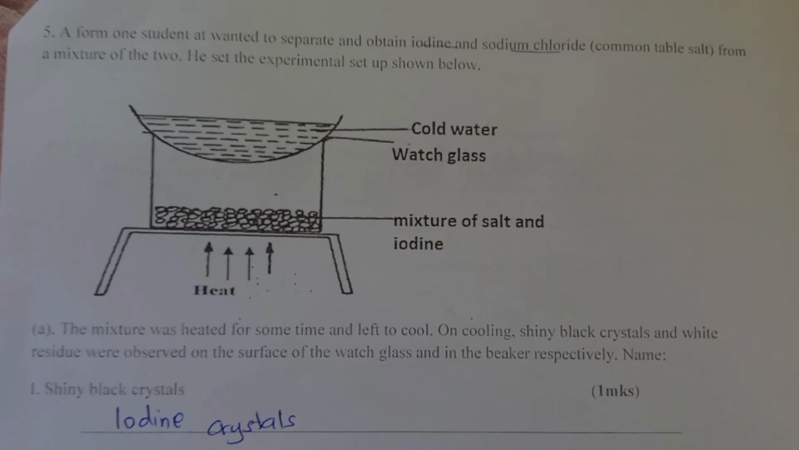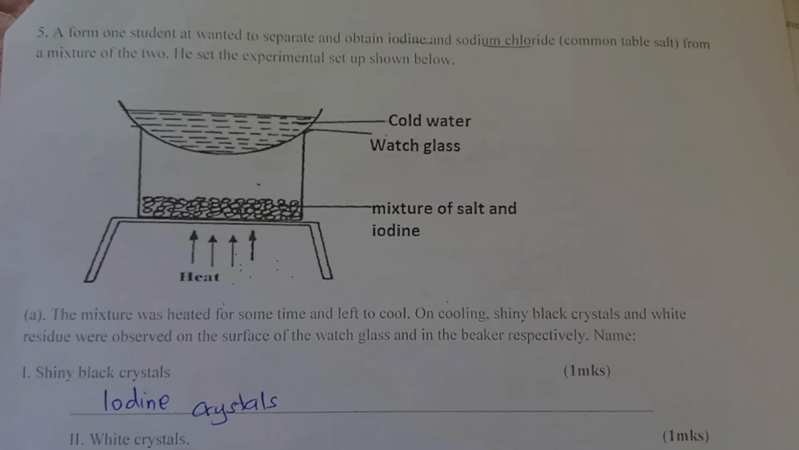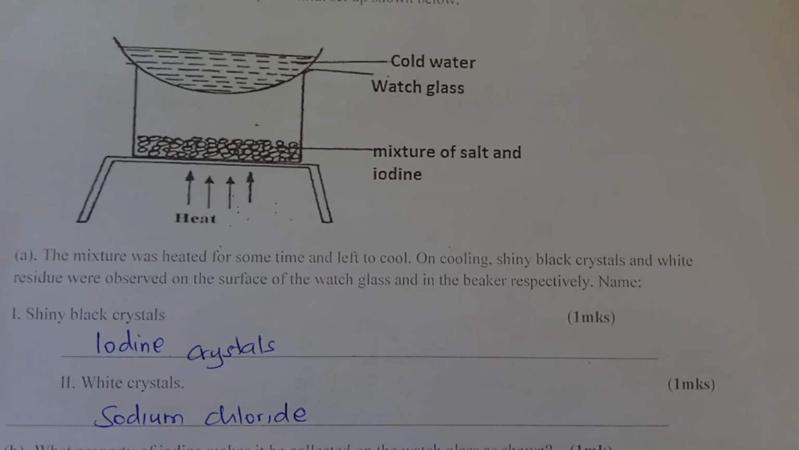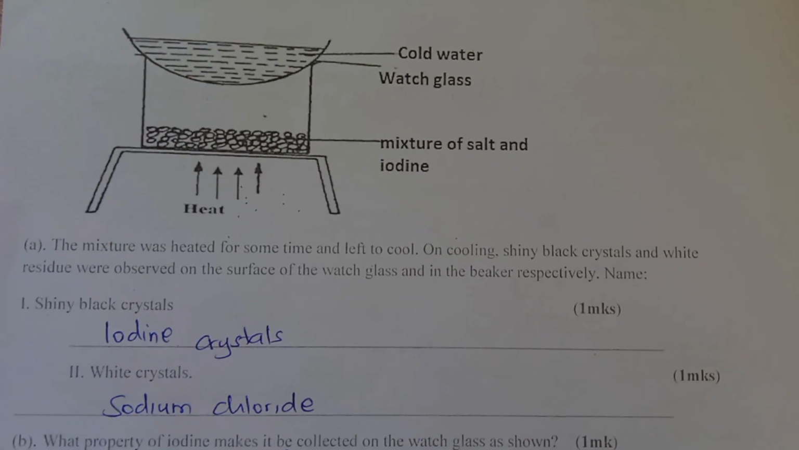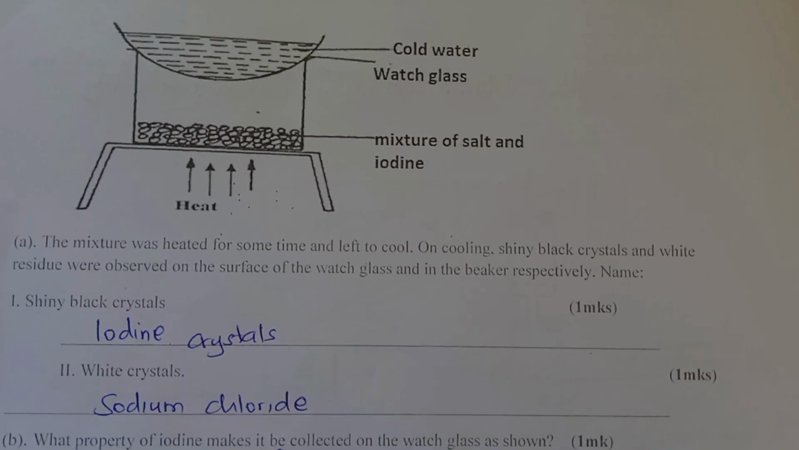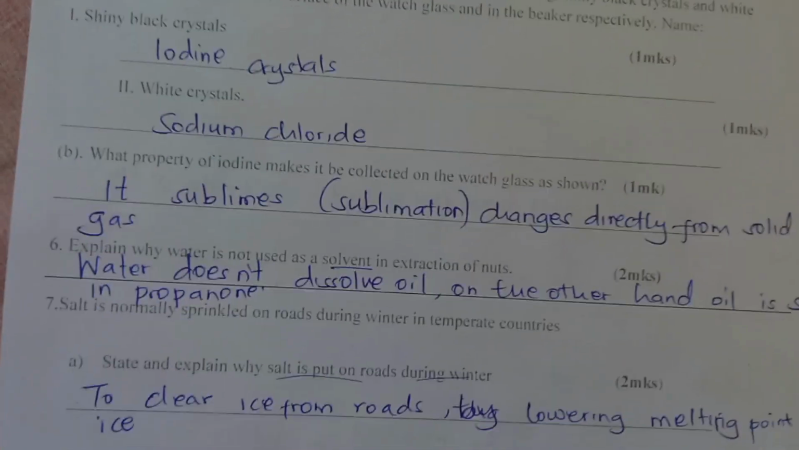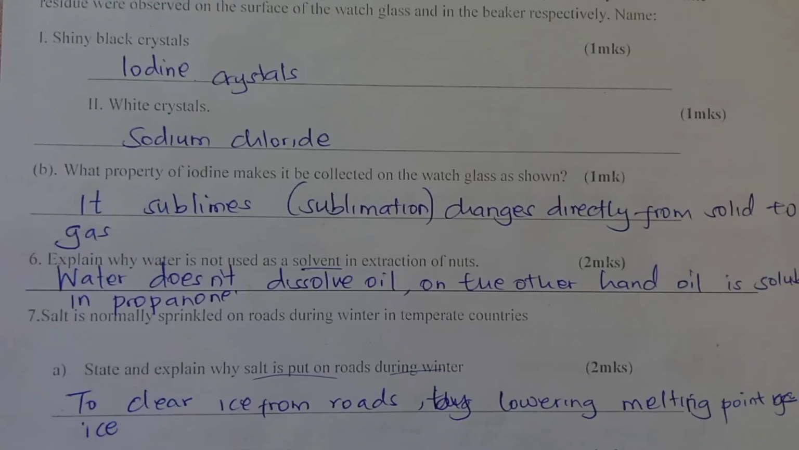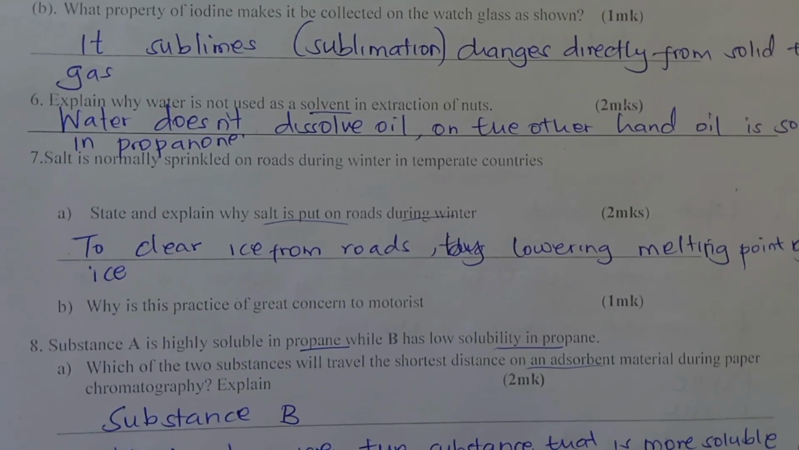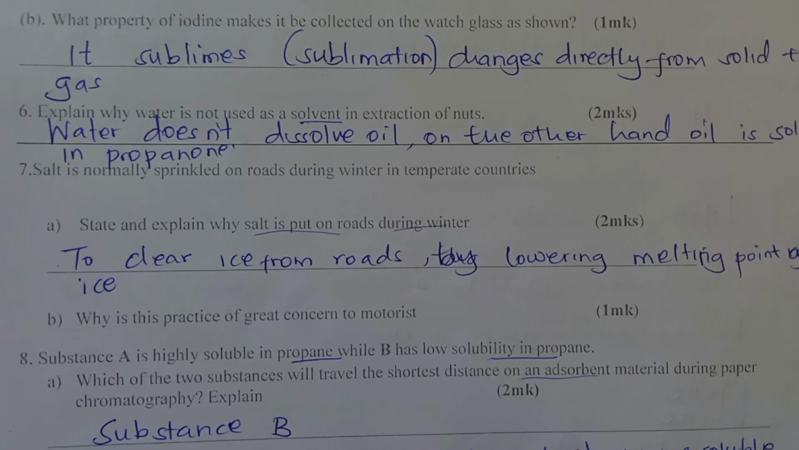A Form 1 student wanted to separate and obtain iodine from sodium chloride from a mixture of the two, and the experiment is as shown. The mixture was heated for some time and left to cool. On cooling, shiny black crystals and white residue were observed on the surface of the watch glass in the beaker. Name the shiny black crystals. Those are the iodine crystals. White crystals, they are the sodium chloride crystals. What property of iodine makes it possible to be collected on the watch glass? It's because it sublimes.